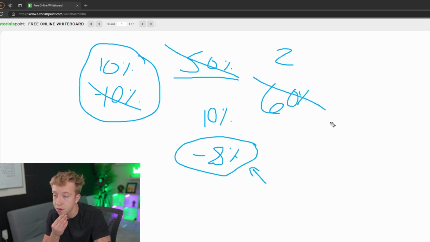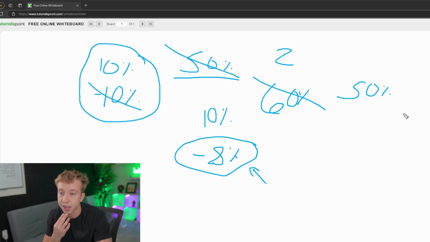Our win rate might fall from 60 to 50%, but that's okay because we're going to start building off of that again. So if our win rate is down to 50%, now we're going to have to figure out why we are losing that 10%.